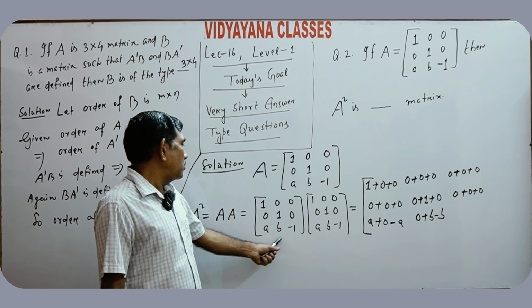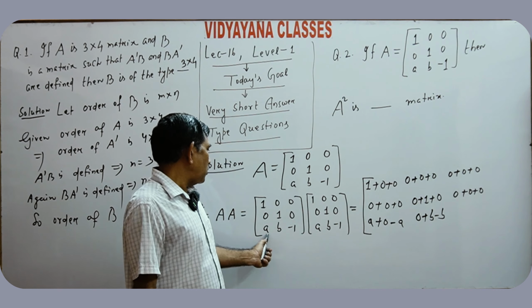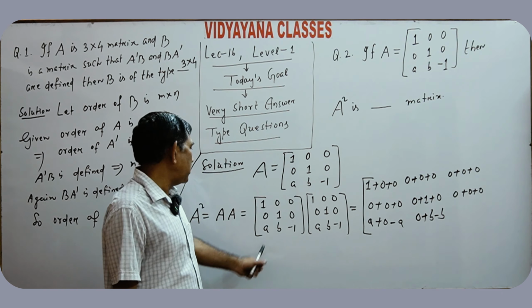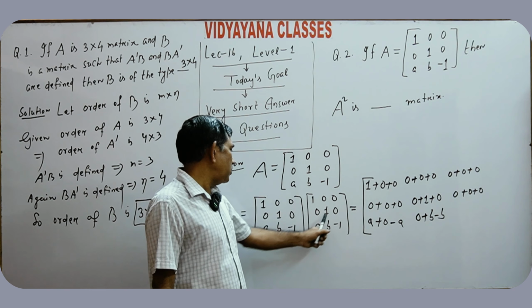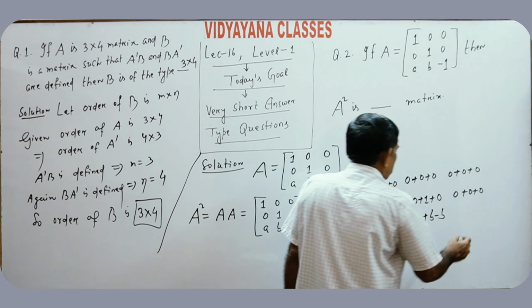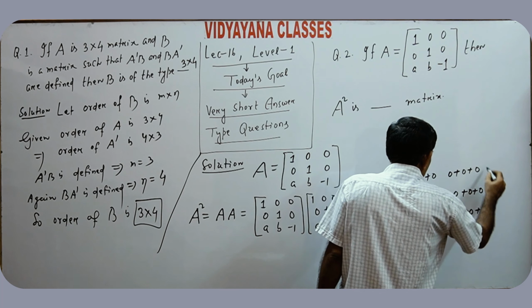Next, go through row 2, row 3 and come down in column 3. A into 0, that is 0. B into 0 equal to 0. 0 minus 1 into minus 1, that is plus 1. So it is 0 plus 0 plus 1.